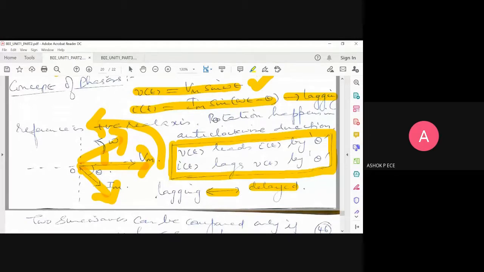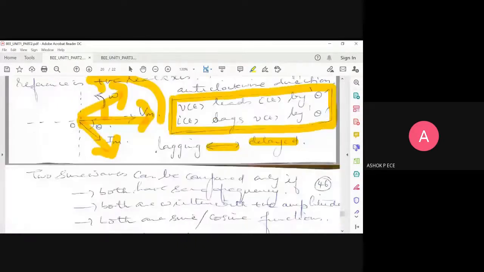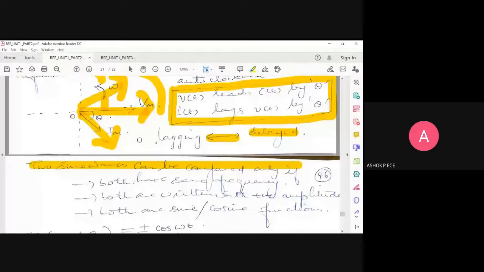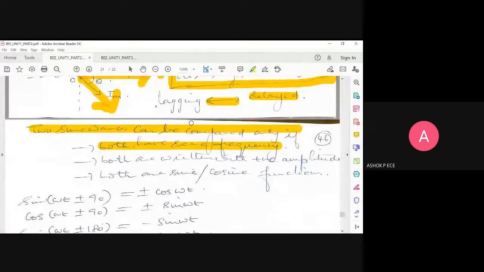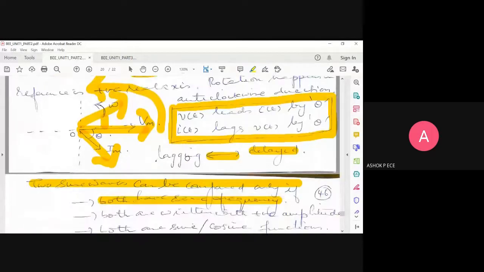Is it clear? And when can we use these phasors? There are some conditions. I can plot phasors only if I'm considering two sine waves that have the same frequency. Very, very important. Frequency means you have to see the omega term. Omega t, omega t. So if I have omega t and 2 omega t, I cannot draw the phasor because the frequency is different.